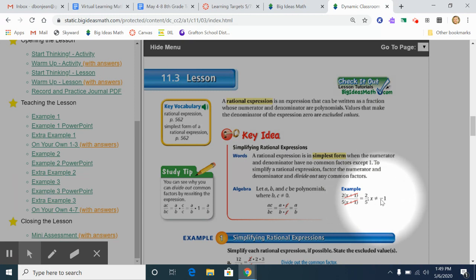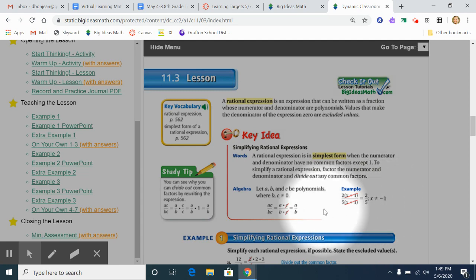And then here, where it says x cannot equal -1, they're going back and talking about those excluded values. If we plugged -1 in for x on the bottom, it would make the expression equal 0, and it would make the denominator equal 0. So when they write x cannot equal -1, they're identifying an excluded value for this example.